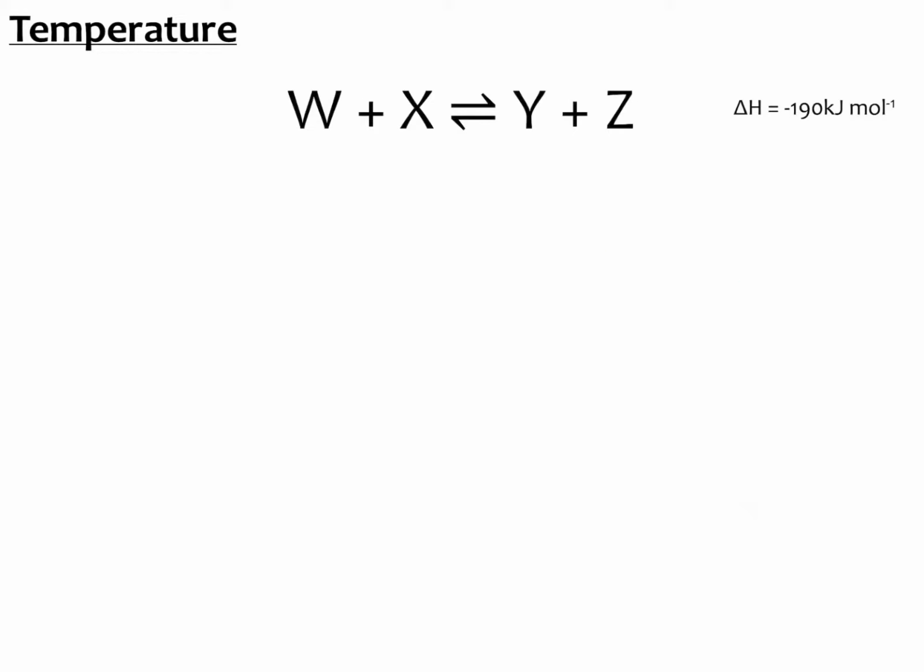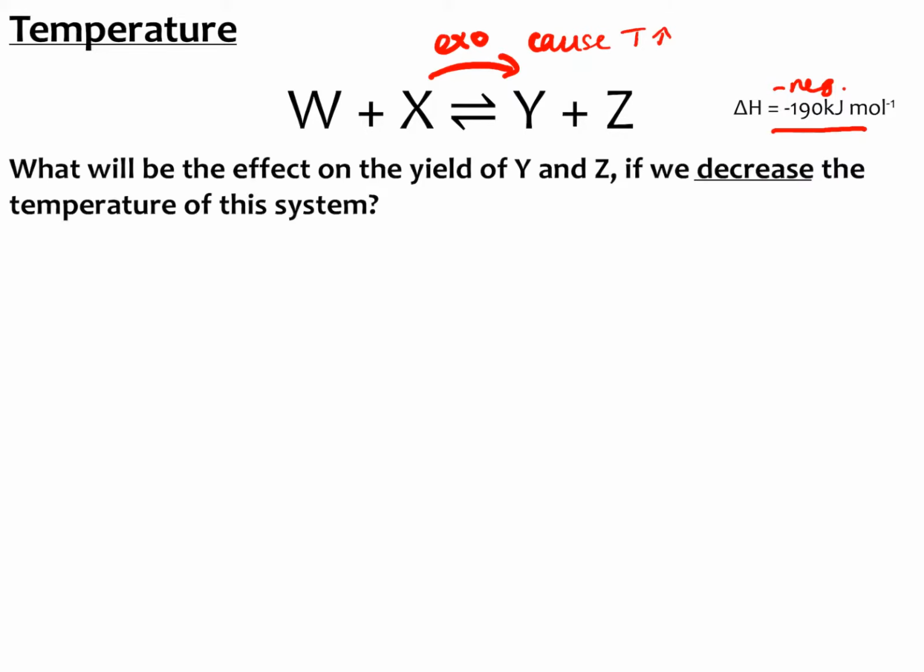So let's have a look at an actual example of how we'd look at the change in temperature and how it changes equilibrium position. Another reaction here, W plus X forming Y plus Z in a reversible reaction, and we have an enthalpy change of minus 190 kilojoules per mole. Because it is negative, that tells us that the forwards reaction is exothermic and would cause temperature to go up, and the reverse would be true for the backwards reaction.